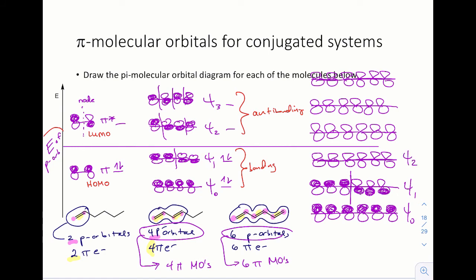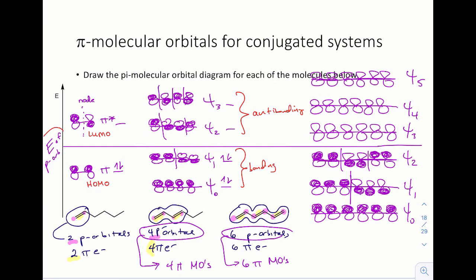Psi 2 will have 2 nodes, again symmetrically distributed, so that there will be nodes between atoms 2 and 3 and 4 and 5, so changing phase across a node. Those 3 orbitals are the bonding orbitals. They're lower energy than the starting atomic p orbitals. Psi 3, psi 4, and psi 5 represent antibonding orbitals. They are higher energy than the starting p orbital.